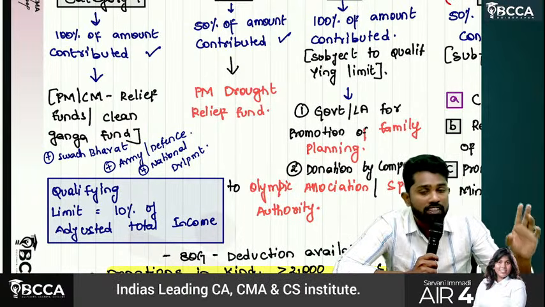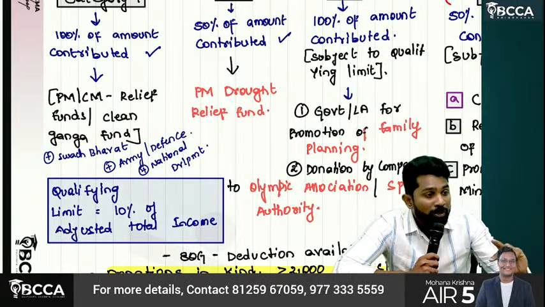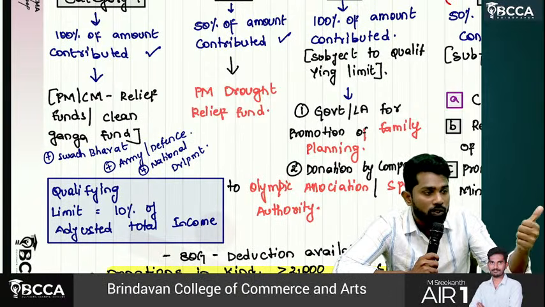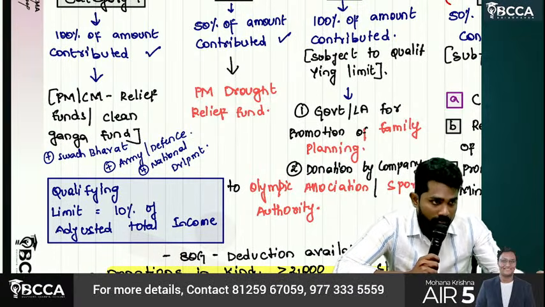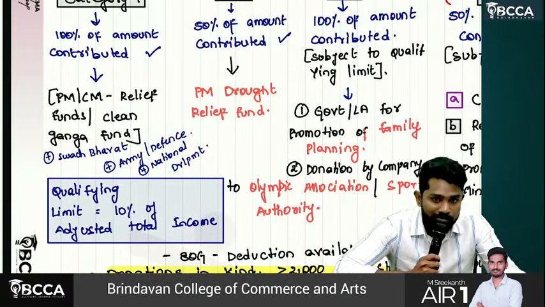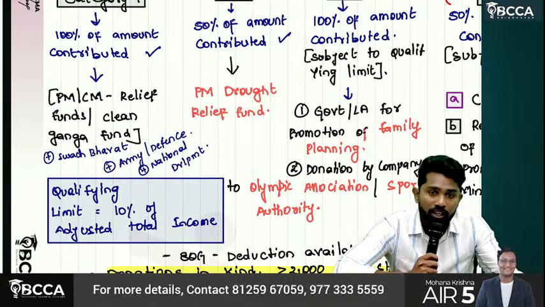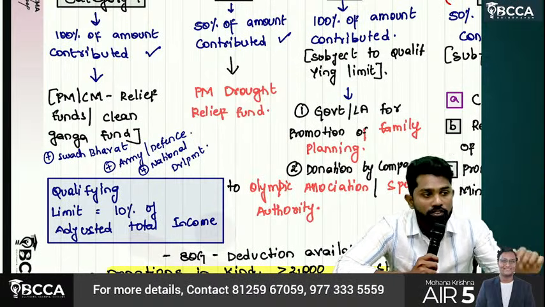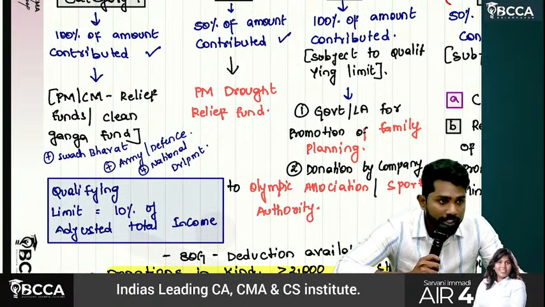How do we arrive at adjusted gross total income? First take the normal gross total income. If any special rate incomes like capital gains under 112, 112A and 111A and lottery and betting incomes are there, subtract them. Then subtract all the other deductions except 80G. Then if any 10AA related incomes are there, that also subtract. Then you will get what? Adjusted gross total income. Multiplied with 10%, you will get the qualifying limit.